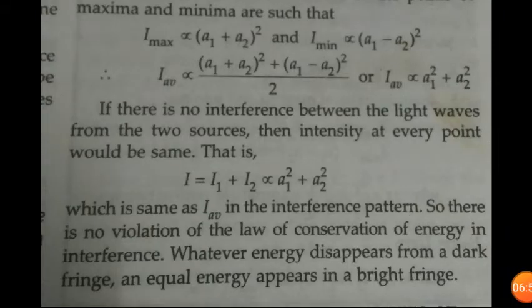Here you can read, it is written, which is the same as I average. When there is no interference, the intensity is also the same as I average in the interference pattern. So there is no violation of the law of conservation of energy in interference. Whatever energy disappears from a dark fringe, an equal energy appears in a bright fringe, and like that they all balance the energy.